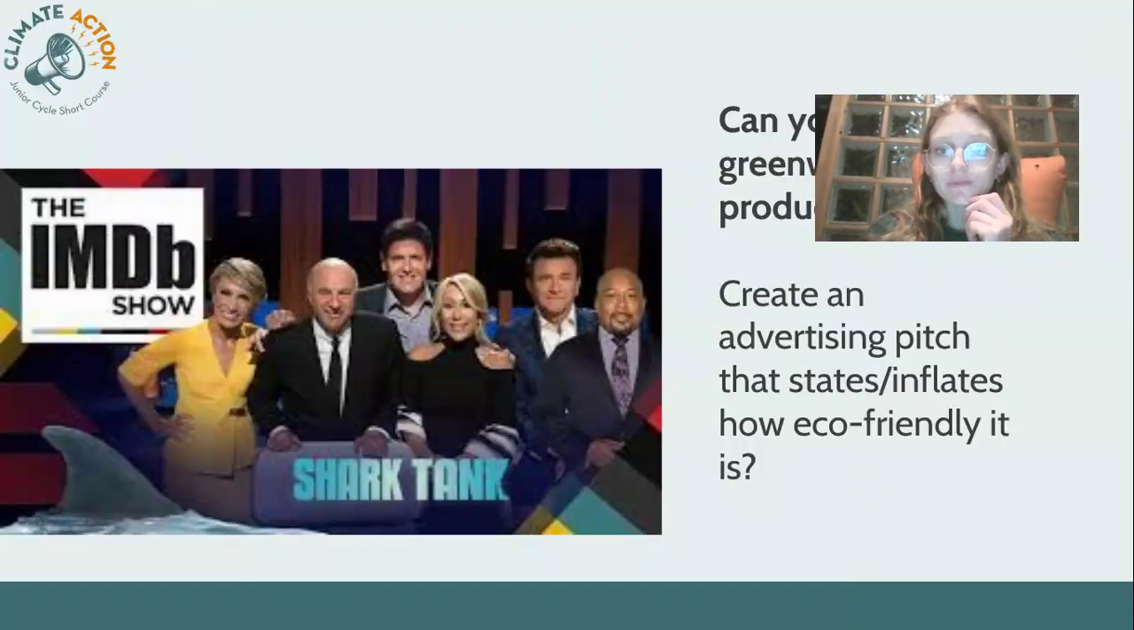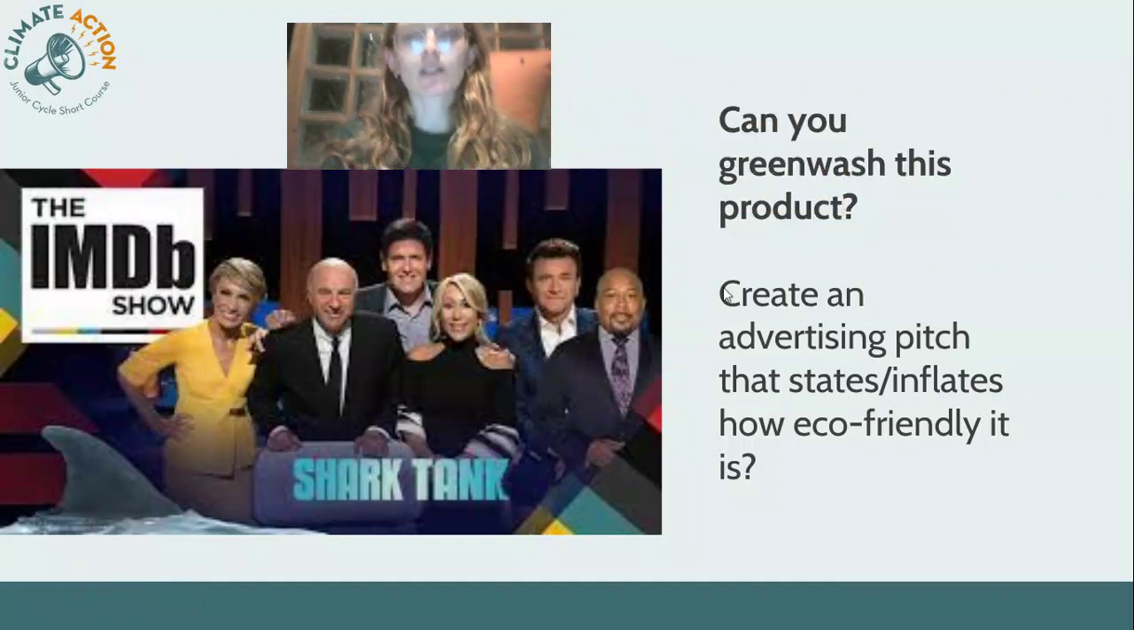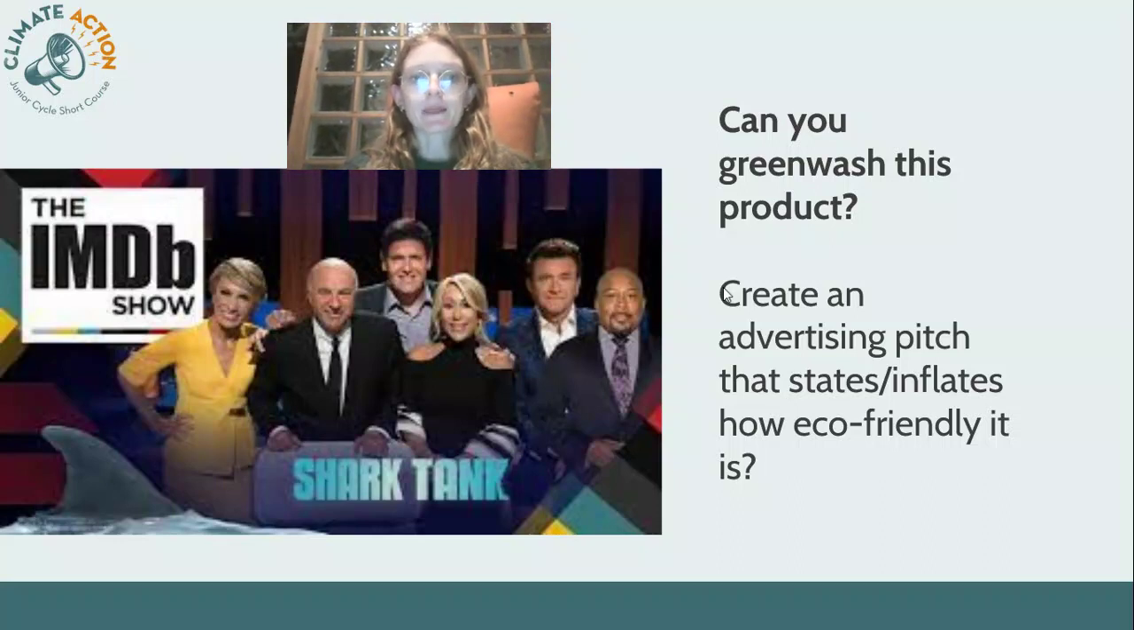And what they're going to do is, you can make this as long or as short or as fun or as simple as you want. So you're going to give them an everyday item from the classroom. And they might all get the same item, they might get a different item, and you're asking them to greenwash the product and, in essence, pitch it to Shark Tank.